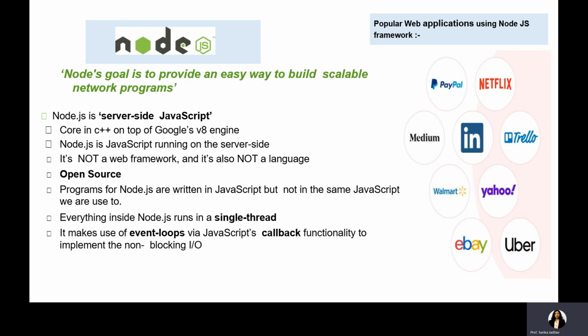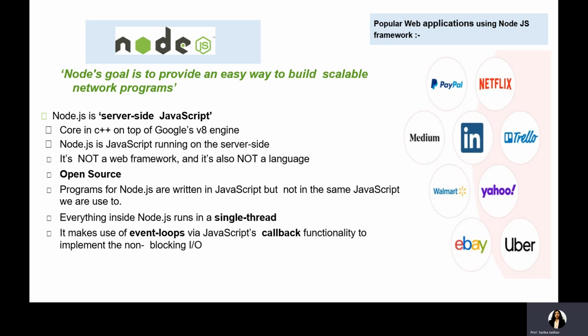So basically, Node.js is not a web framework and it is also not a language. However, it provides a runtime environment for JavaScript. It is JavaScript running on the server side. JavaScript is a front-end language, but along with Node.js, we can design backend applications, server-side web applications. So Node.js is also known as JavaScript running on the server side.